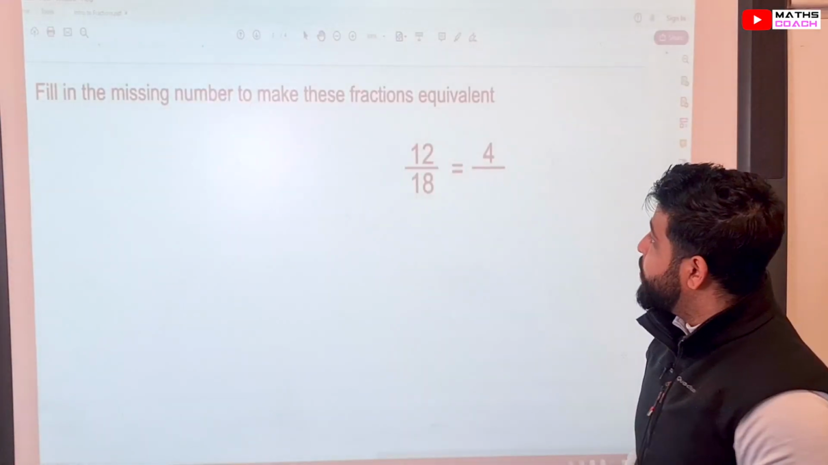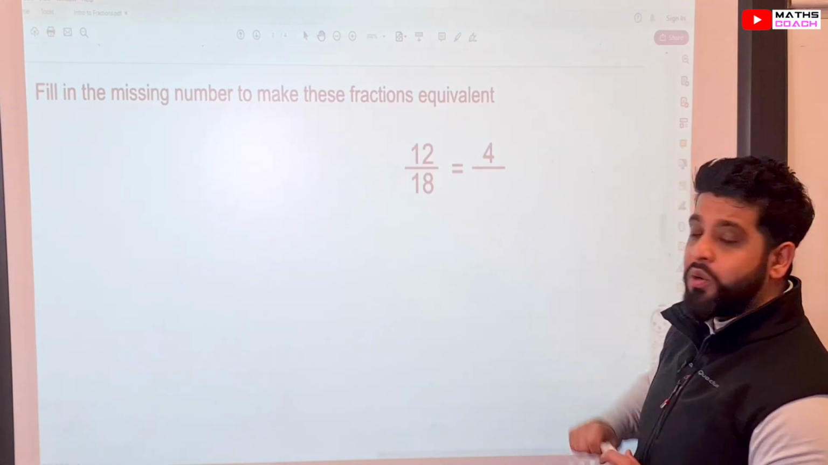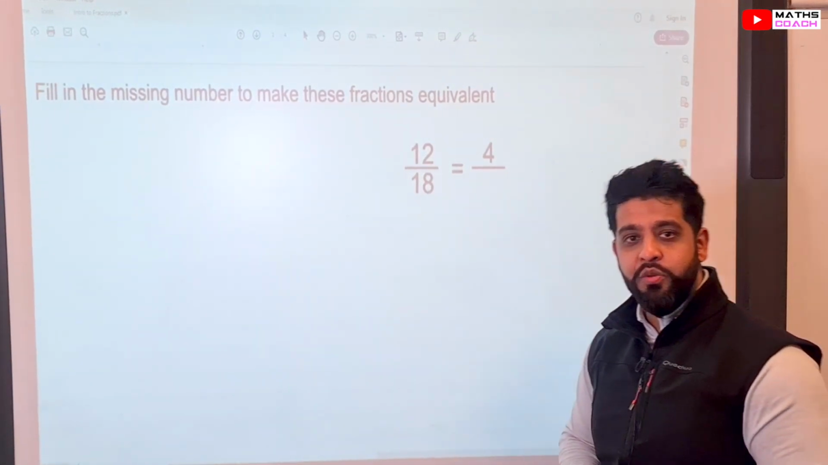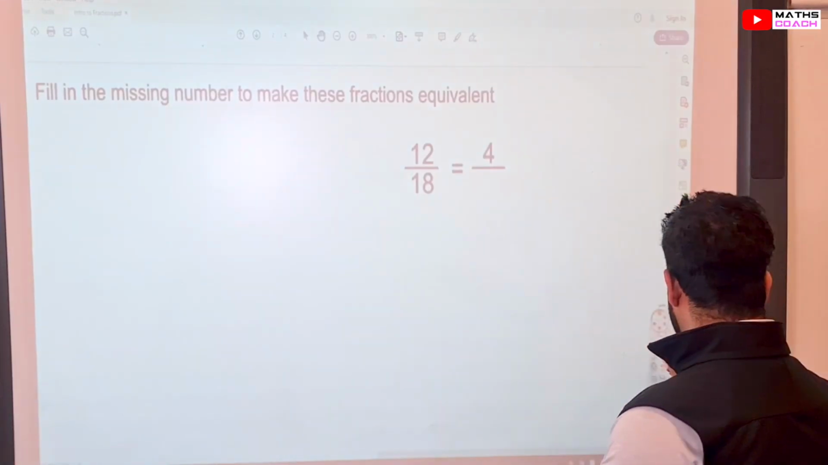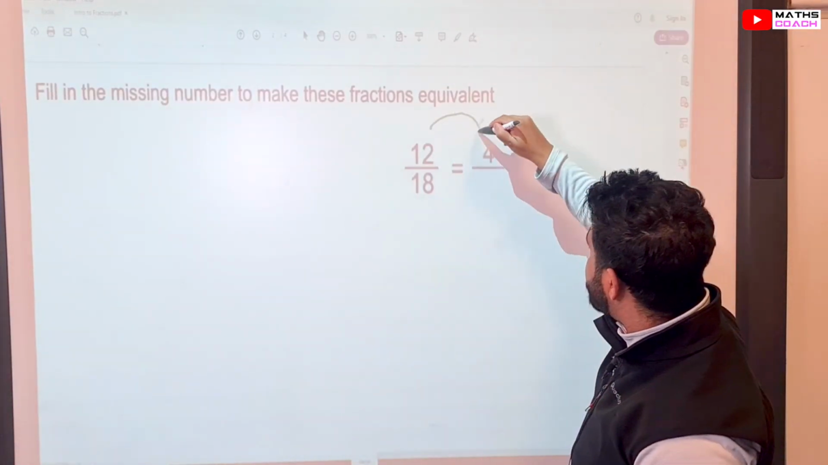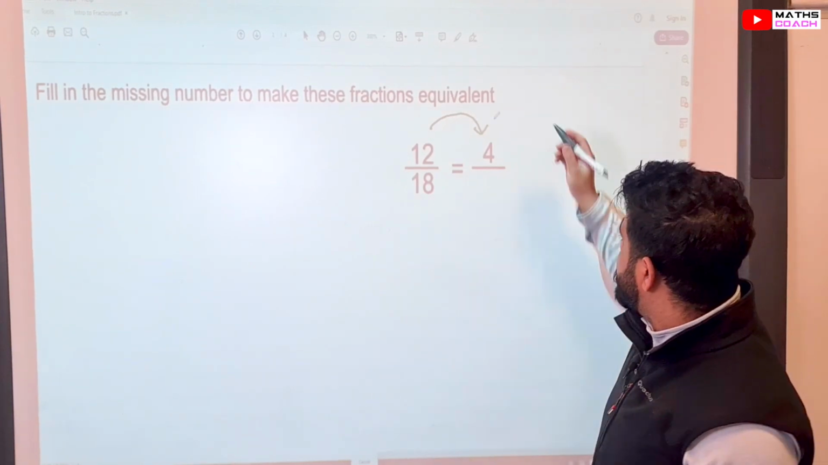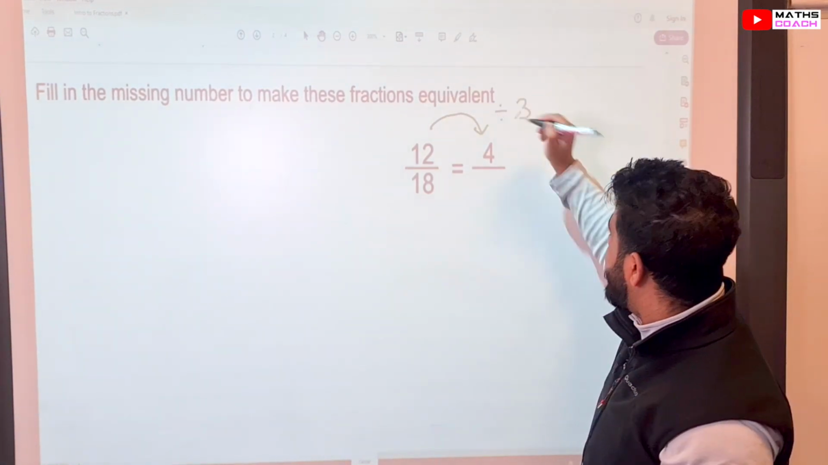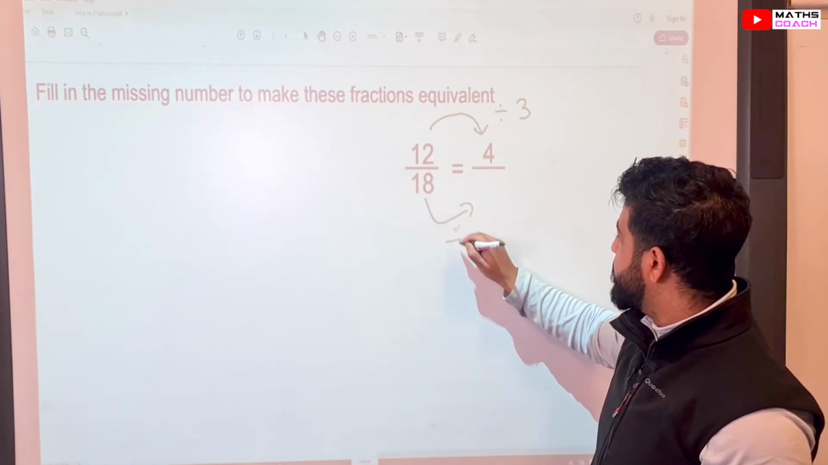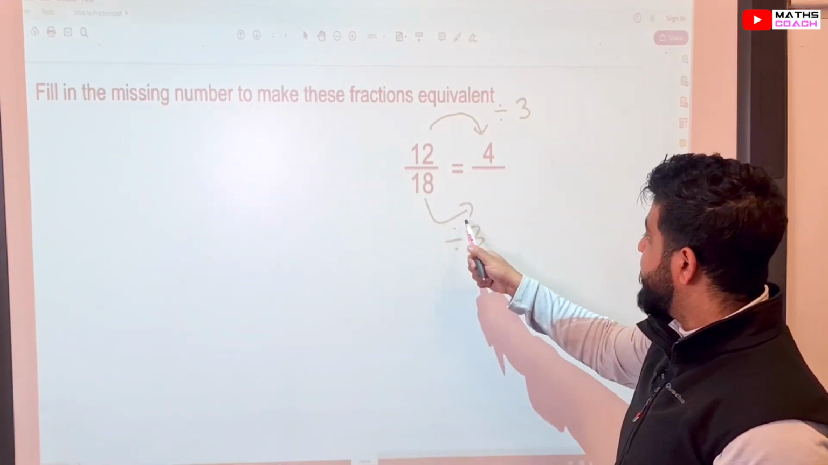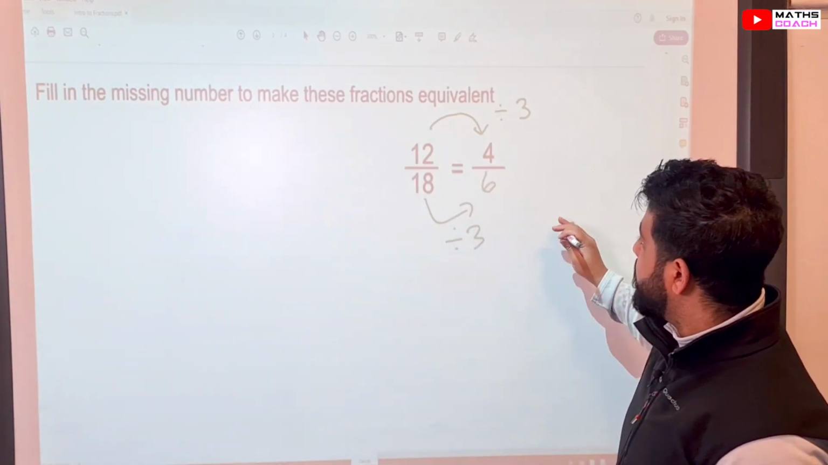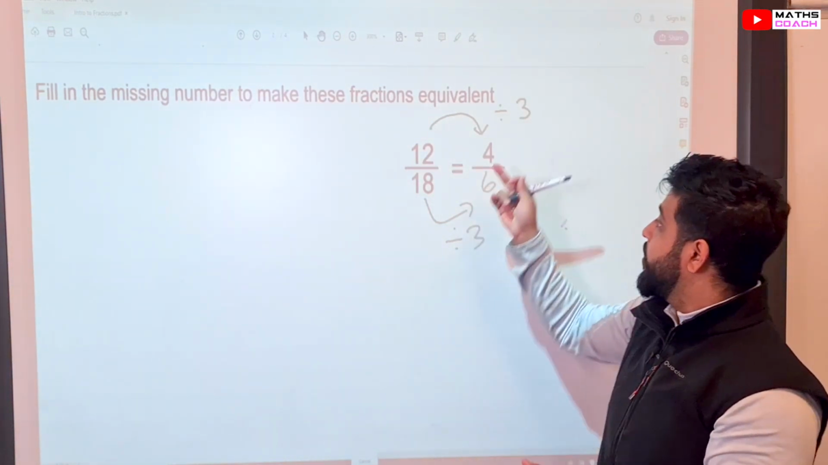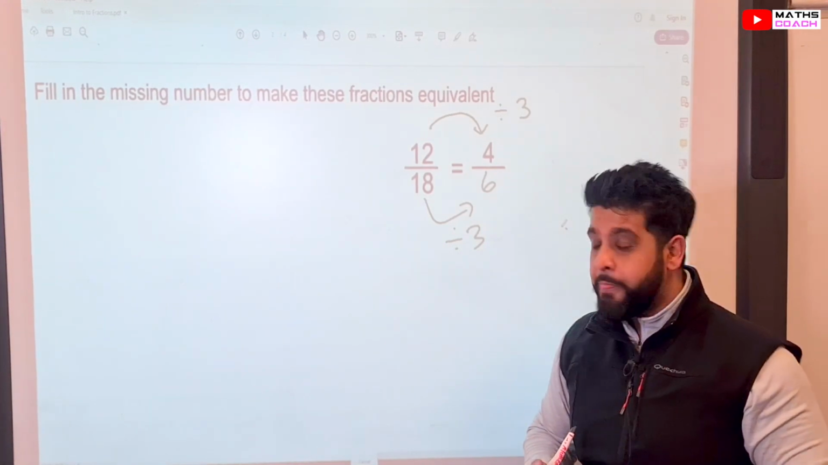And one more for you to do. So 12 over 18, what's the equivalent fraction? You've already got the numerator, 4 is given to you. So try this one again. All right, so let's do this. So 12 became a 4, so obviously it has to be divided. What does it get divided by? It gets divided by 3. So therefore 18 needs to be divided by 3 also. 18 divided by 3 is 6. So therefore 12 over 18 is the same as 4 over 6.